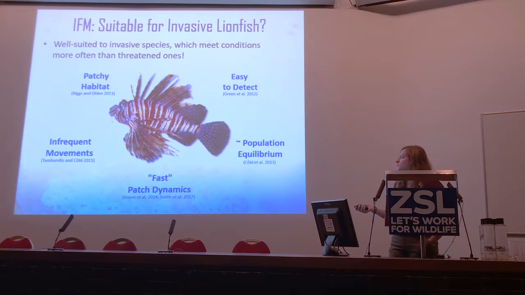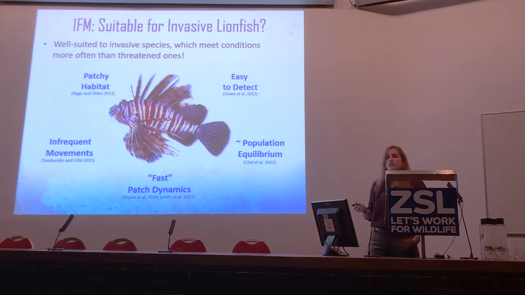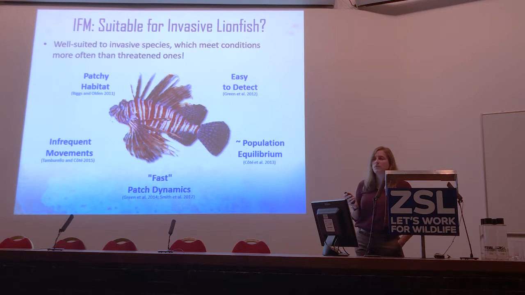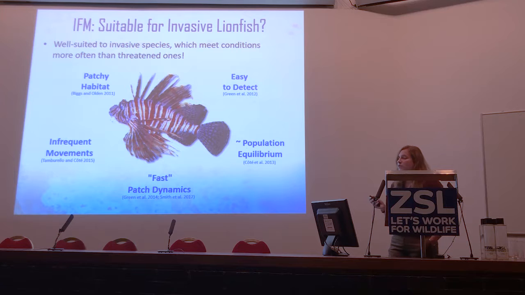They have infrequent movements between the patches, as we saw. They have fast patch dynamics, which just means movements within a patch are faster than movements between patches. They're expected to be at roughly population equilibrium for invasive species in unmanaged areas. You can imagine how this is easily violated for a lot of threatened species. And they are relatively easy to detect. They're unafraid of divers because of their venomous spines, and so they're easily detected with targeted surveys with low detection errors.